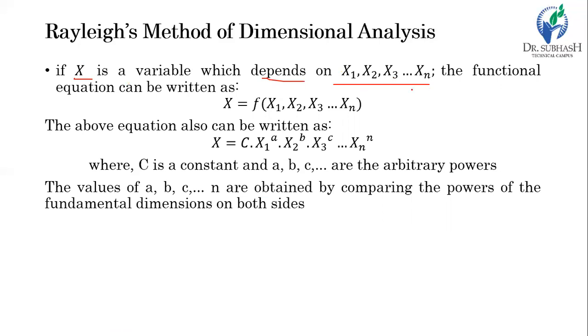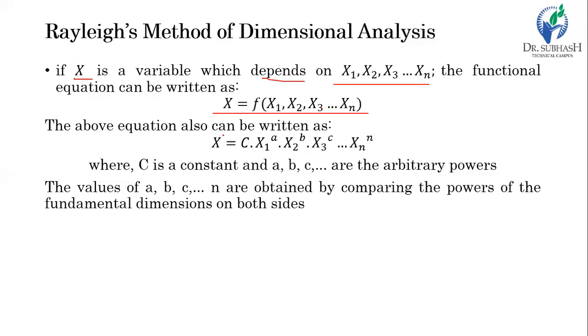Or in other terms, we can say if we vary one or more of these independent parameters, the effect will go to this dependent parameter. So here x is considered as a dependent variable, and x1, x2, x3 are the independent parameters. Then we can write x as some function f of x1, x2, x3, and xn. So this is the functional relationship of the dependent and independent variables.